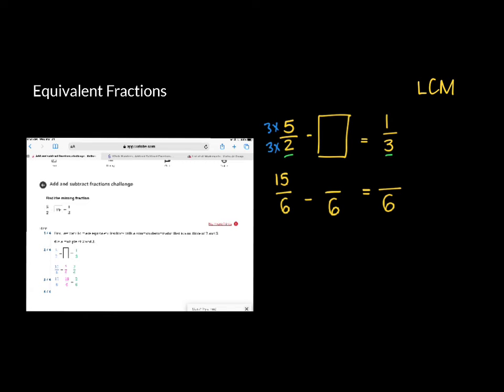And then we're going to do the same with 3. We're going to get 3 multiplied by 2 will give us 6. So we're going to multiply by 2 here on the top. And that's going to give us 2 over 6. 1 times 2, that will give us 2 over 6.